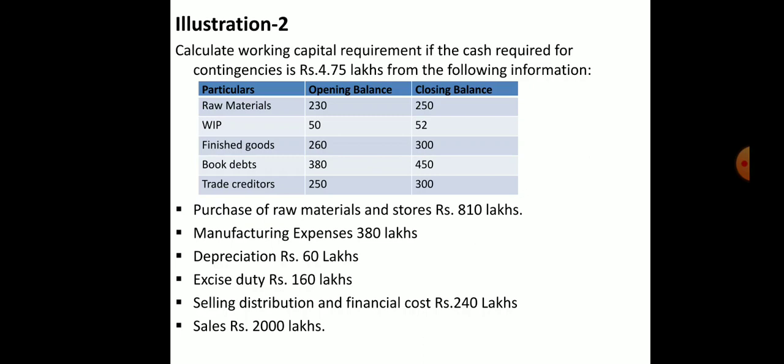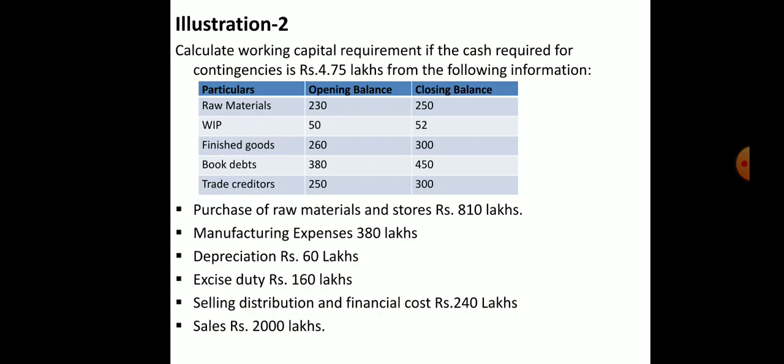They have given contingencies, which they will not mention in the assets or liabilities of the balance sheet, but in a note. The formula for calculating working capital requirement is cost of goods sold per day into operating cycle. If you multiply this, you will get the total working capital requirement. In this, you have to add contingencies if they are given in the problem. Then you will get the total capital requirement. If they have not given contingency, you can ignore that.